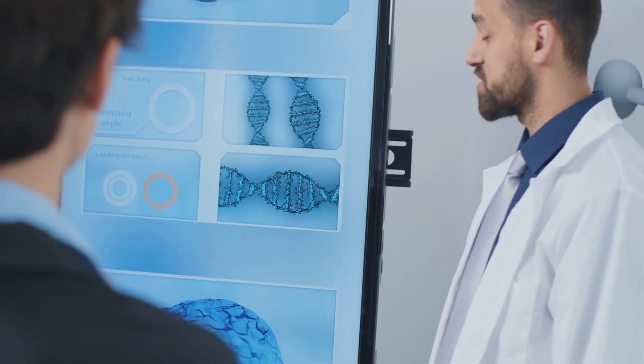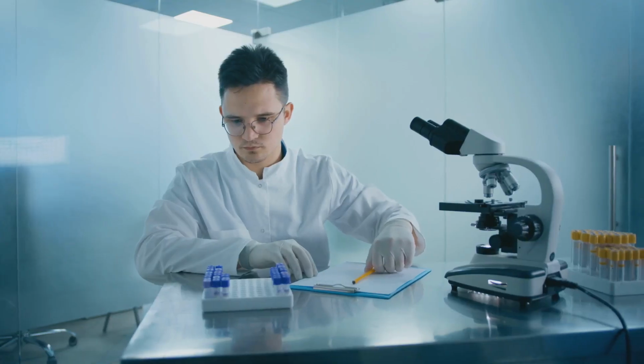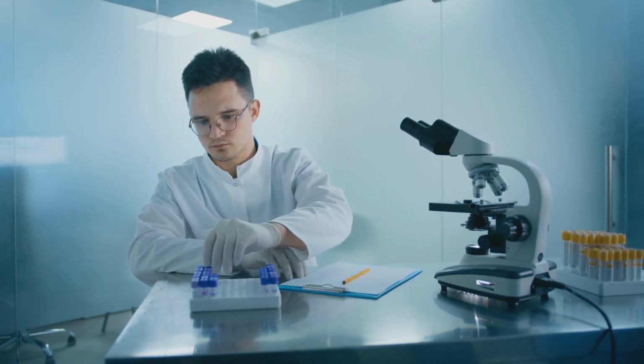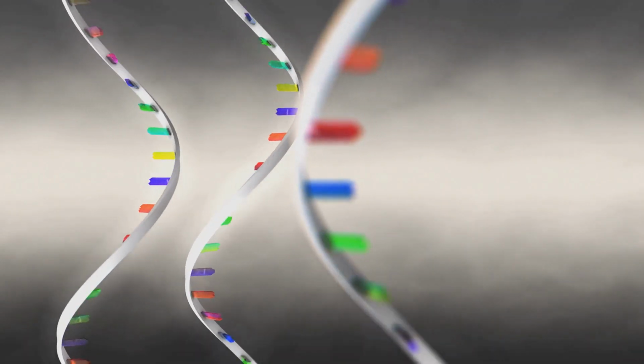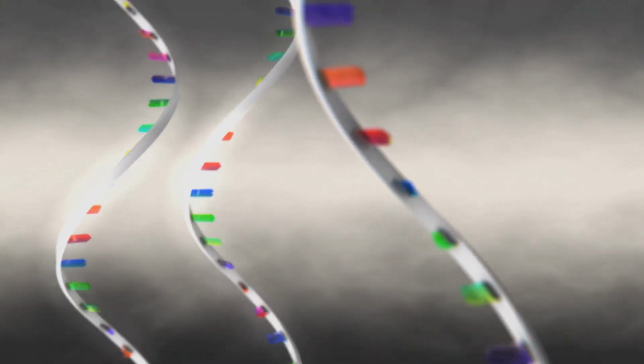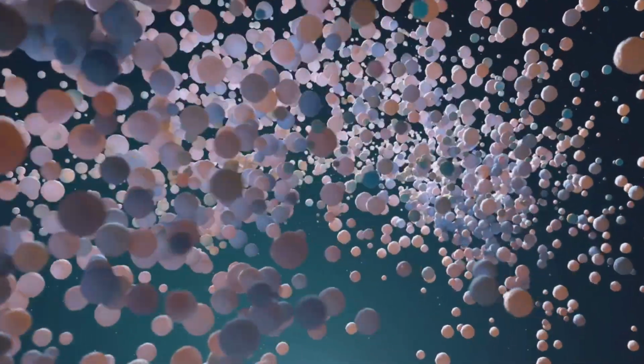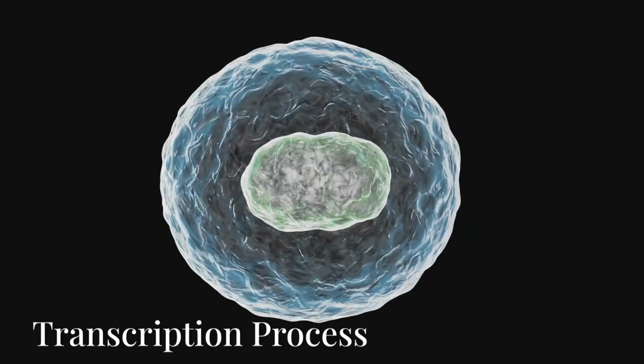Now let's break down how gene expression occurs, focusing on the process of protein synthesis. Protein synthesis is a two-step process involving DNA and RNA, and it occurs in two main stages: transcription and translation.